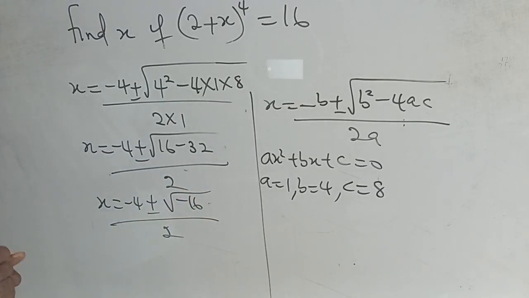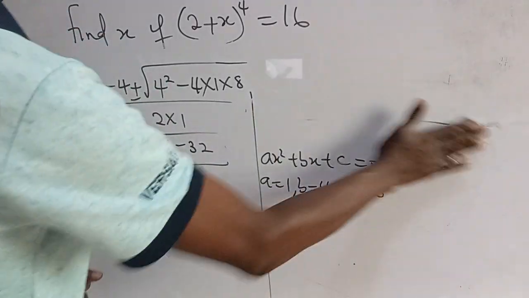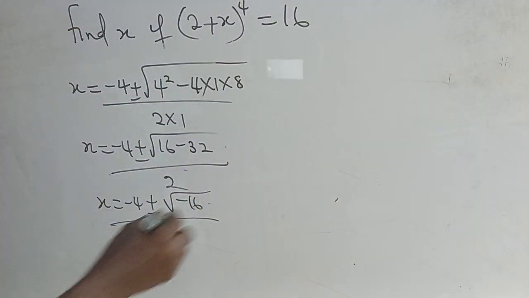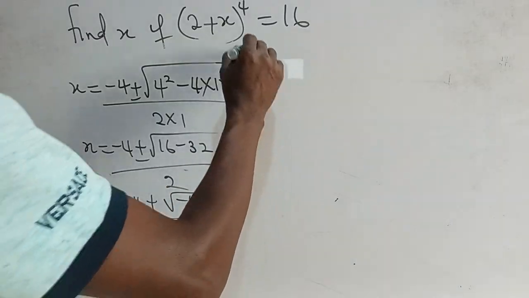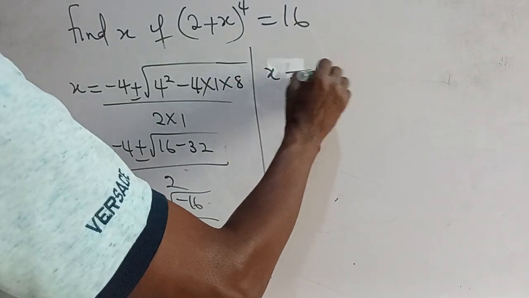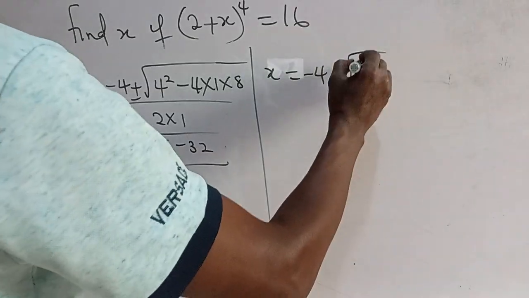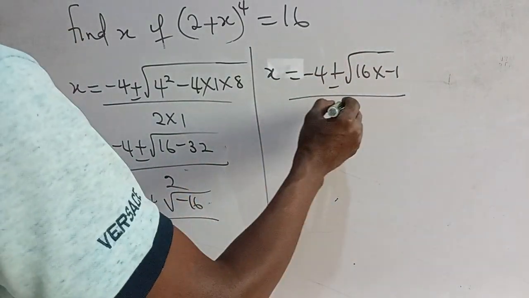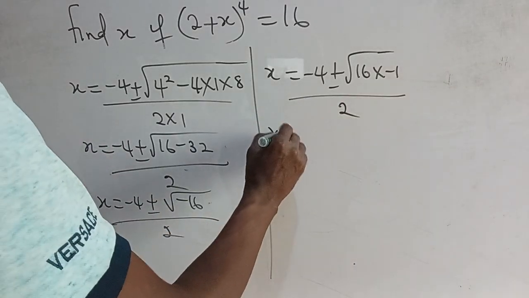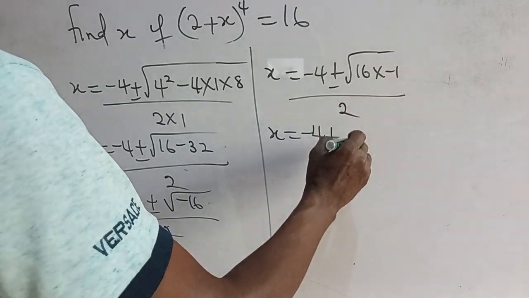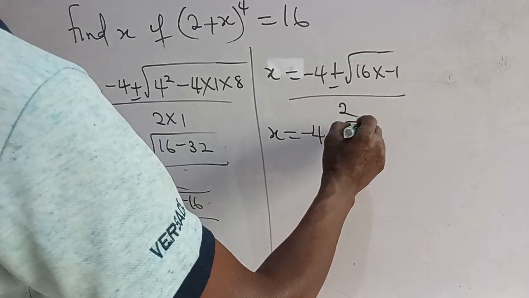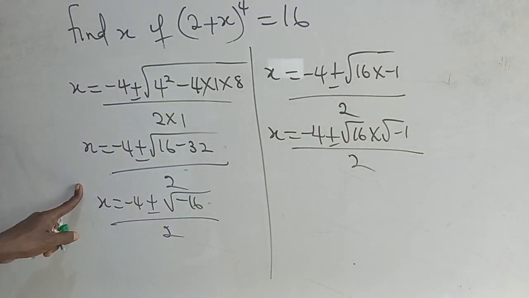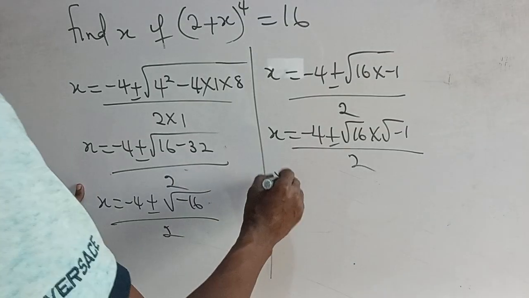So now with that, we're going to have x equals minus 4 plus or minus the square root of 16 times minus 1, that's the meaning of minus 16, all over 2. So that will give us x equals minus 4 plus or minus the square root of 16 times the square root of minus 1, all over 2. Are we following? Beautiful.